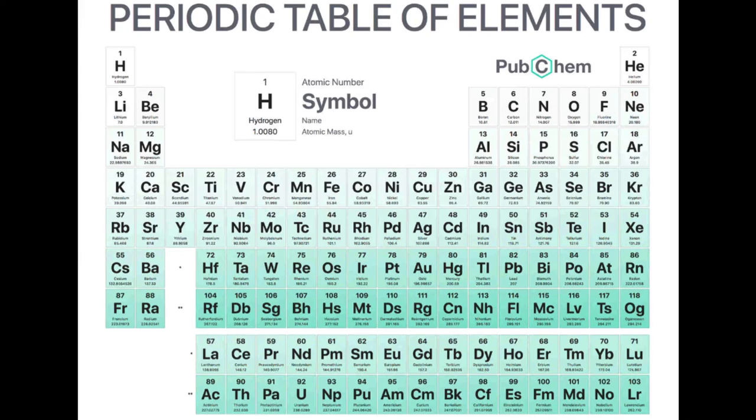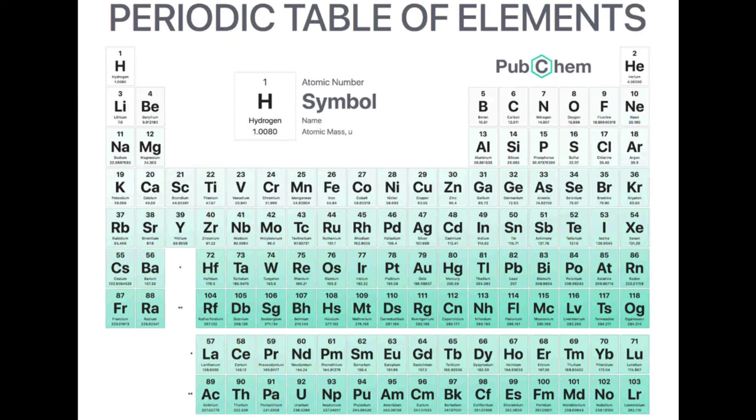Isn't it true that the outermost electron is more tightly bound in the case of argon than it is in the case of sodium? And if that's true, then wouldn't you expect that electron to be more difficult to remove for argon with respect to sodium? And you would be exactly right.